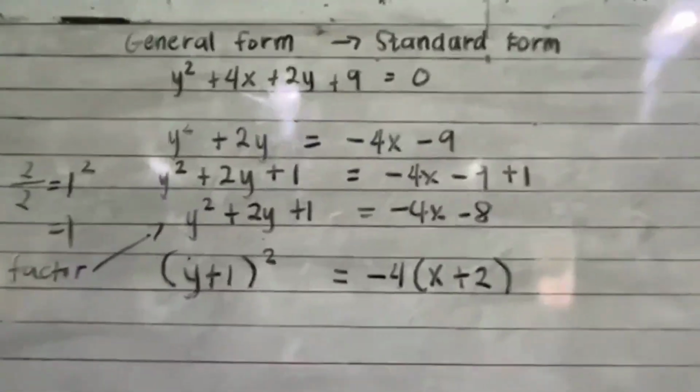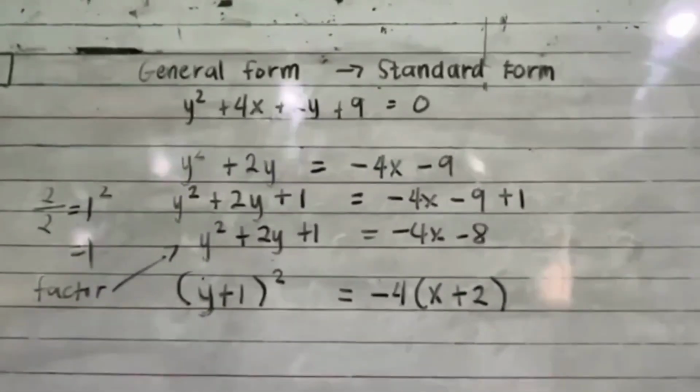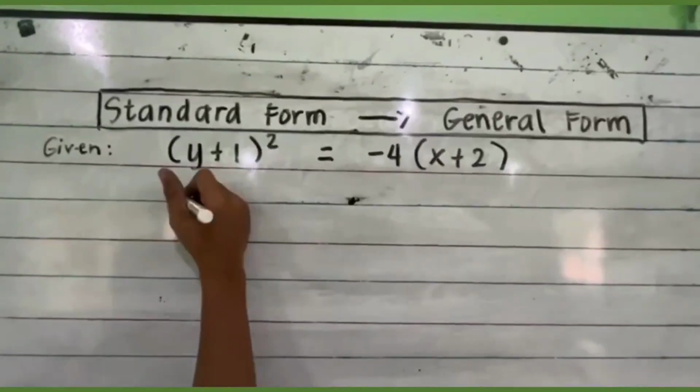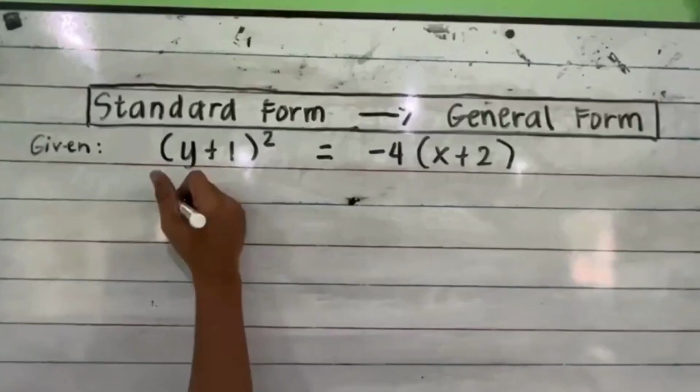Now we have the standard form of y squared plus 4x plus 2y plus 9 equals 0: y plus 1 squared equals -4 quantity of x plus 2. For the last example, we're going to transform the standard form to general form. Given y plus 1 squared equals -4 quantity of x plus 2.